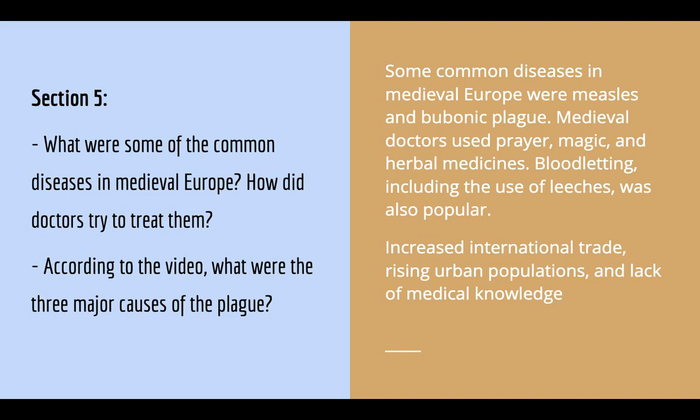According to the video, what were the 3 major causes of the plague? Increased international trade, rising urban populations, so bigger cities, and lack of medical knowledge all contributed to that vast spread of the plague.